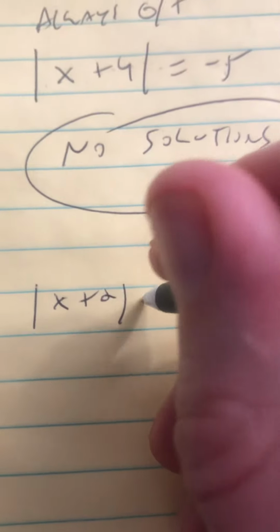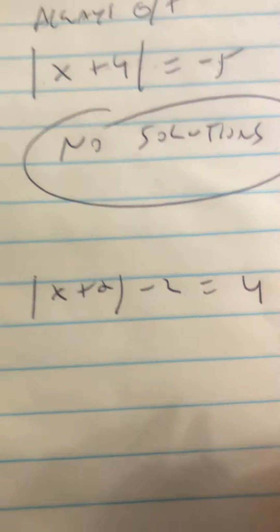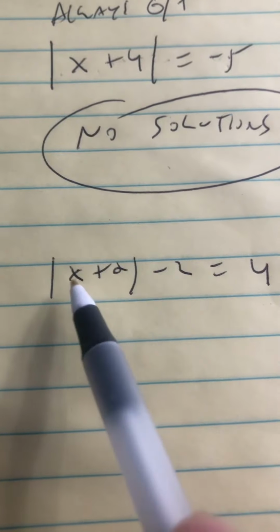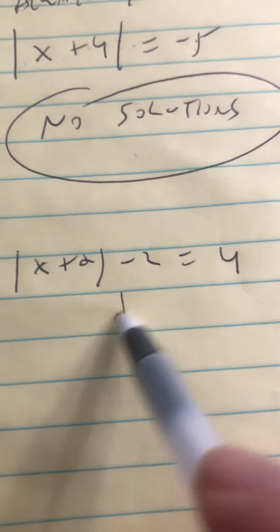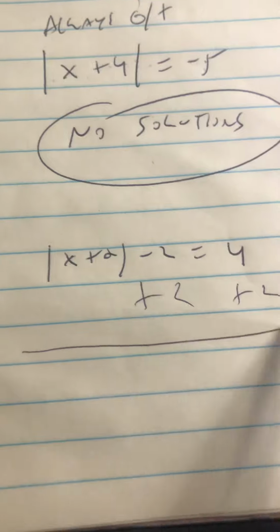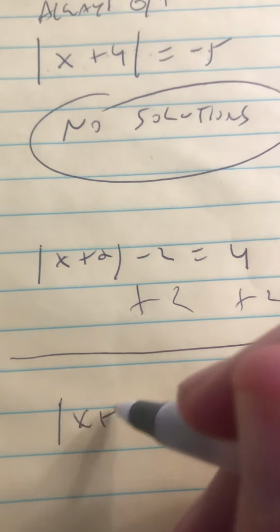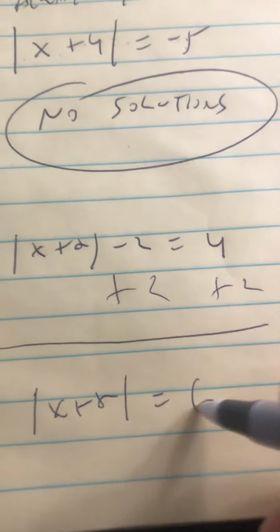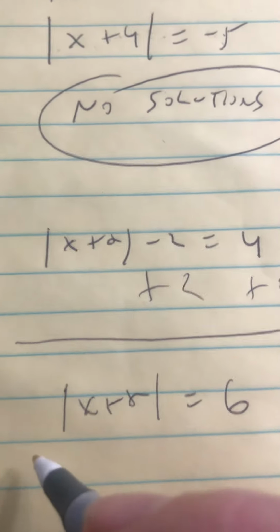Now, if you encounter one like this, absolute value of x plus 2 minus 2 equals 4, you have to get the bars by itself first. So here, we would actually add 2 to everything, and then you get the absolute value of x plus 2 is equal to 6. And then you have to set up your two equations.